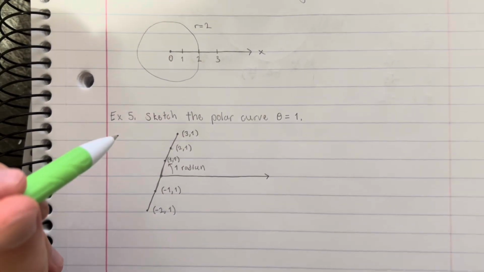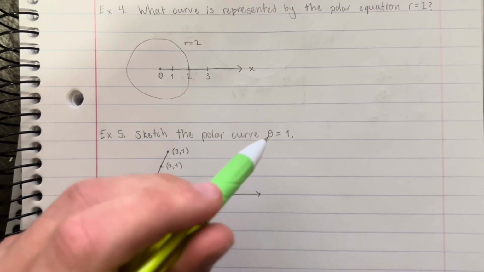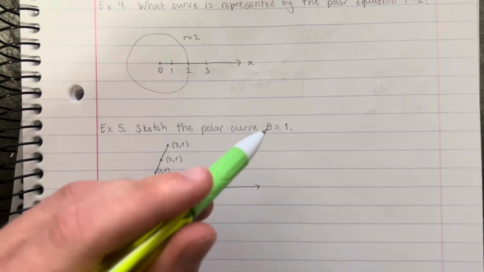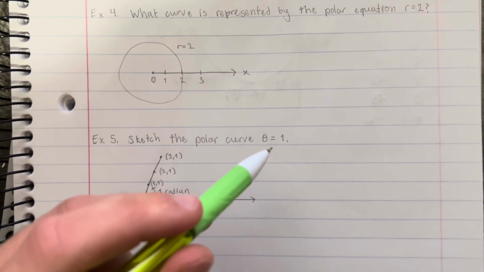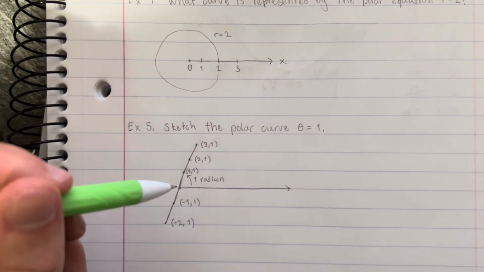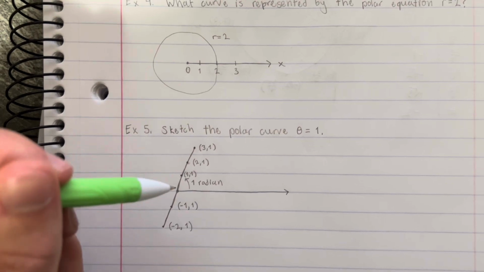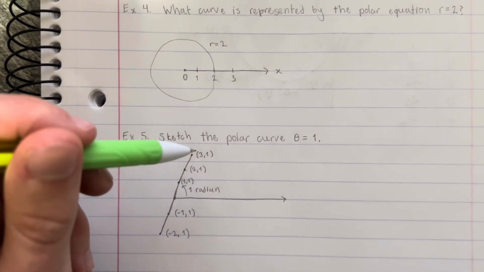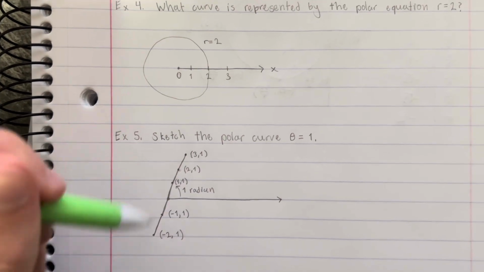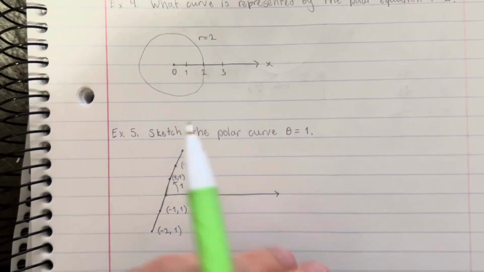And when we go down to example 5, it says sketch the polar curve theta equals 1, where we have an angle in radians now, but we don't have a distance from the point to the pole. So this just stays at a single point here, but the angle does change, and the angle is 1 radian. So it's just a straight line at an angle.